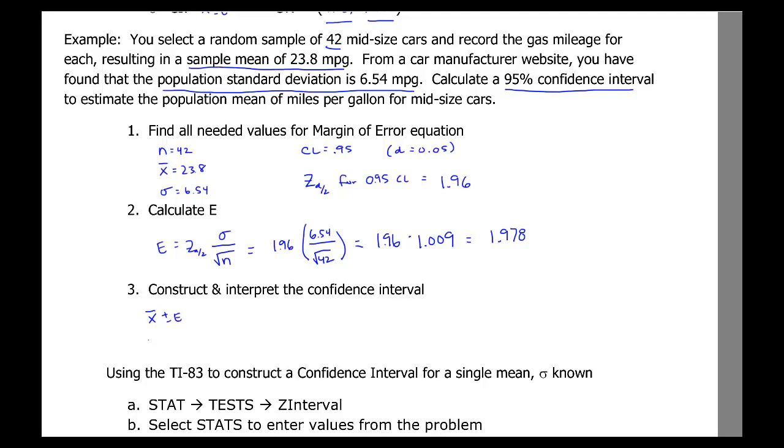So to construct a confidence interval, the sample mean is 23.8, and we're going to add and subtract the margin of error. We subtract first. 23.8 minus 1.978 will give you 21.822 for the small number. And then 23.8 plus 1.978 gives you 25.778 for the higher number of the range.